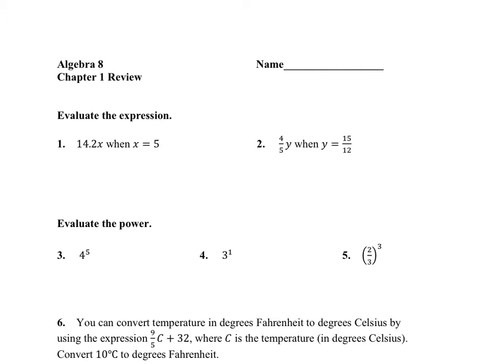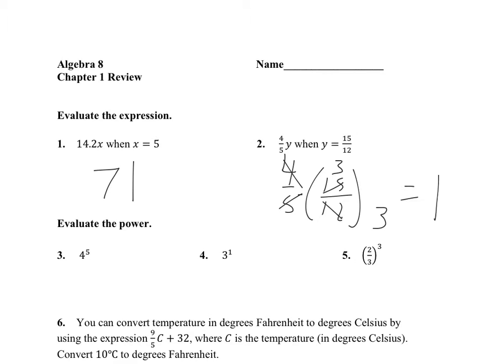Alright, so to start here, we need to just do some substitution. Let's go 14.2 times 5, which would be 71. And over here, if we have 4/5 times 15 over 12, instead of using my calculator, just cancel. That makes that a 3. Makes that a 3, so this one should just equal 1.